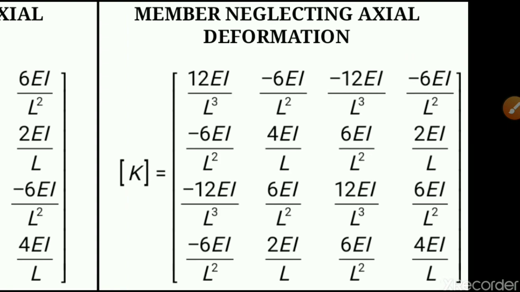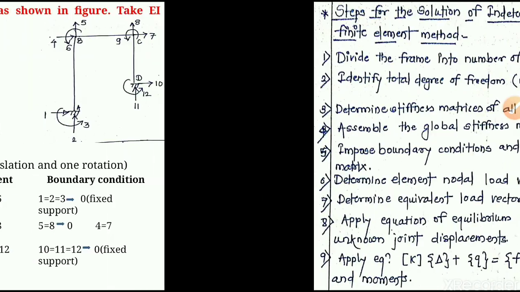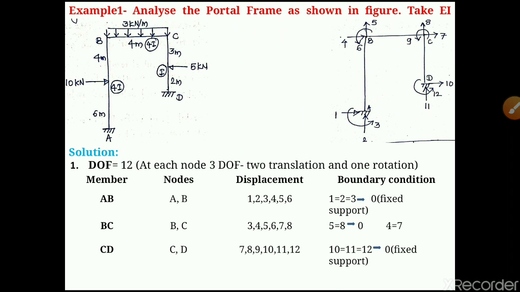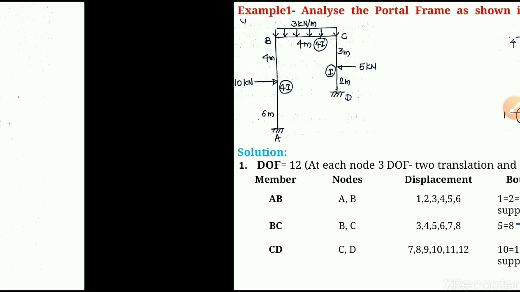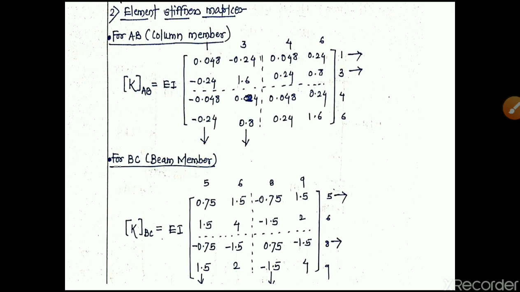EI is also given for member AB. EI is 4 times EI. So you have to calculate that and then get the stiffness matrix of member AB. Then write down the associated displacement for member AB. As this is a matrix of 4 by 4, we are neglecting the axial deformation here.